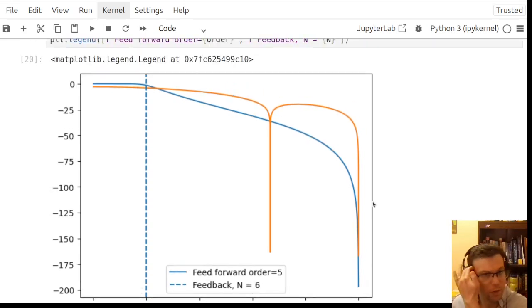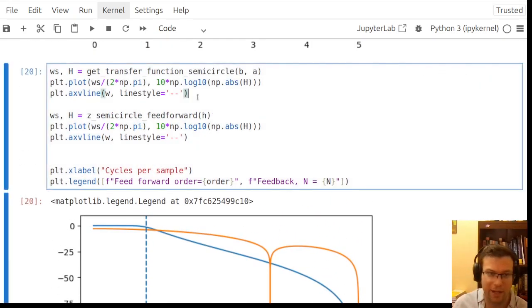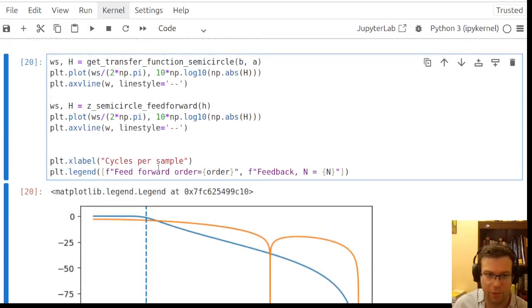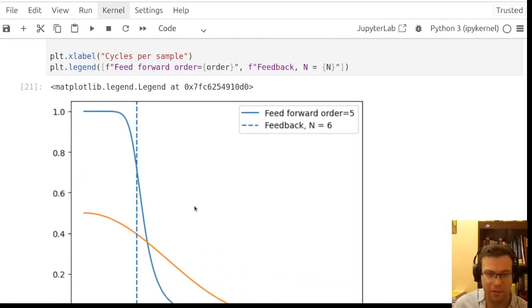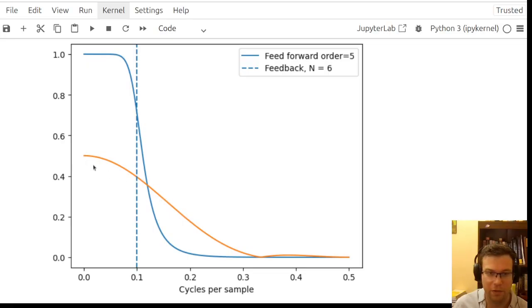Okay, so this is pretty interesting. Actually, maybe it's a little bit harder to see exactly where the cutoff is when I do it in decibels. Let me go back to linear units for a second and show you the difference. So yeah, this filter is not nearly as good. You can see it takes a lot longer to go down.